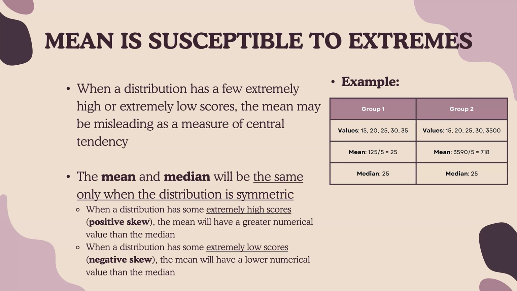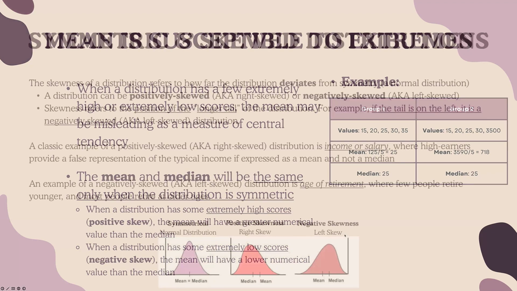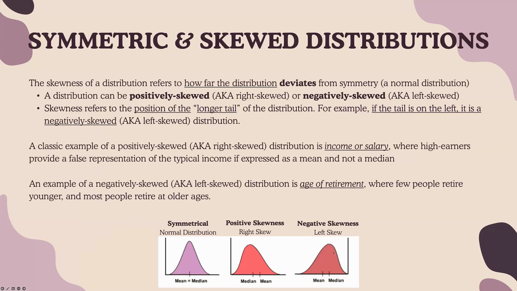That means it's going to have a longer, what we call a right tail, a tail on the positive side of the distribution, meaning a positive skew. This also means that we will have a mean that is greater than the median. When we have a distribution that has some extremely low scores, we're going to have a negative skew. So the tail will be on the left-hand side, a left skew, and then the mean will be lower than the median. And so here are some examples of what that might look like.